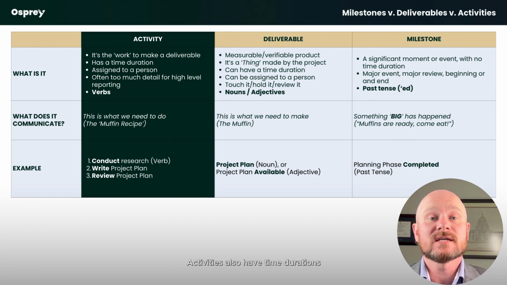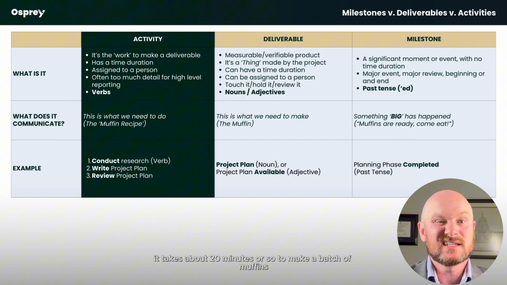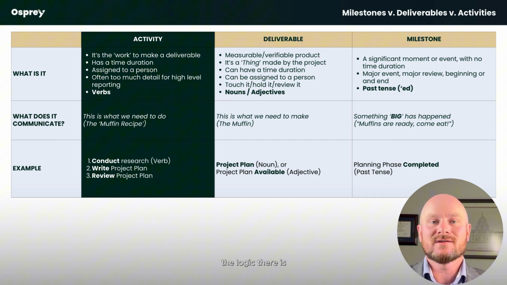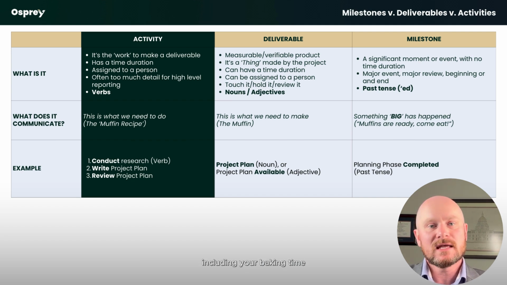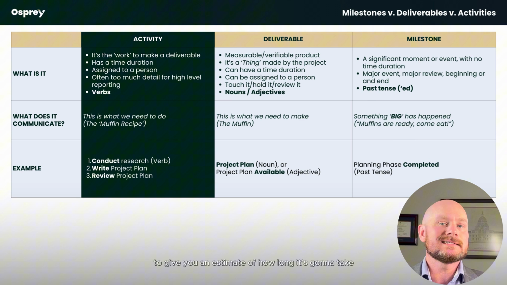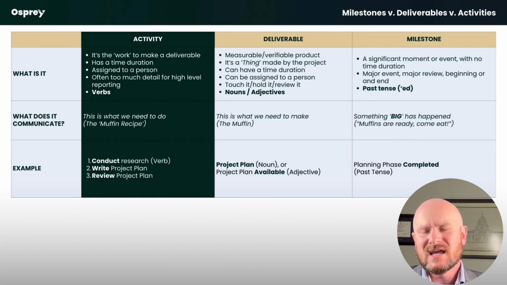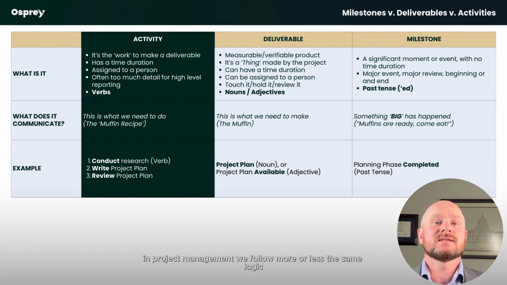Activities also have time durations. So if you look at a muffin recipe online, it'll tell you it takes about 20 minutes or so to make a batch of muffins. The logic there is each and every one of the steps of the muffin recipe rolls up time, including your baking time, to give you an estimate of how long it's going to take before you're ready to eat your muffins. In project management, we follow more or less the same logic.